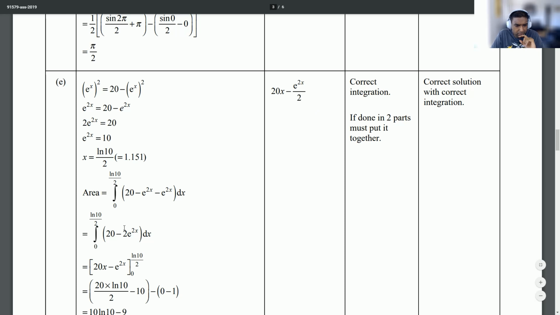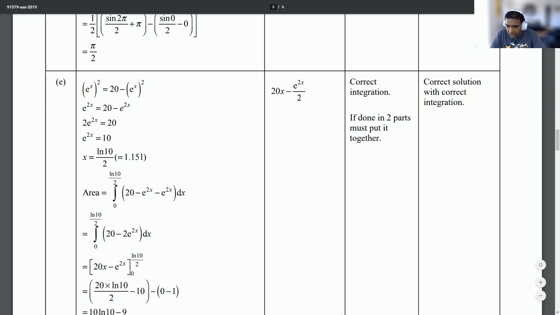Even if you look at the original equation, we got 20 minus 2e 2x, so there's never, we got over 2. Strange one to get an achieved, but because in the next one it says correct integration, obviously if you do the correct integration, you're going to get a merit, but if you do a botched job, you get an achieved. Can't tell.